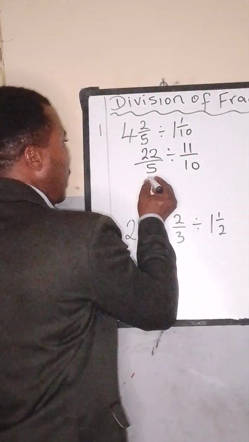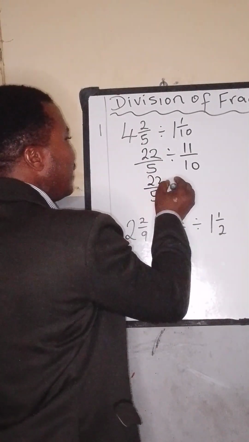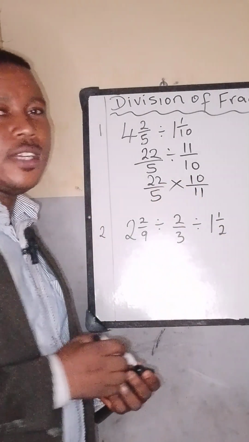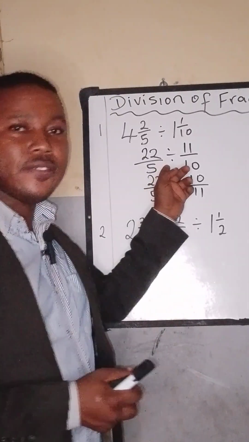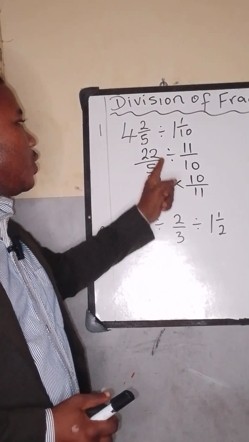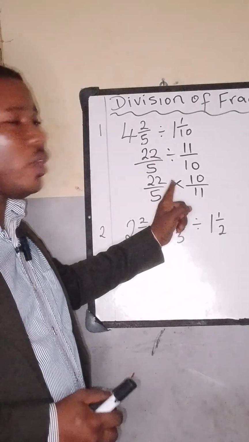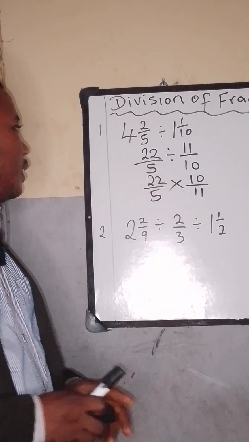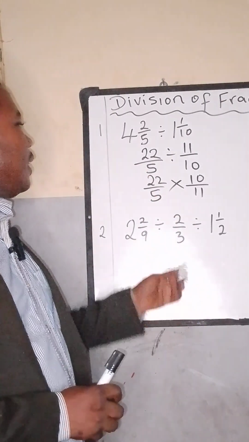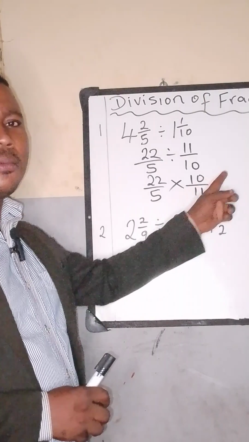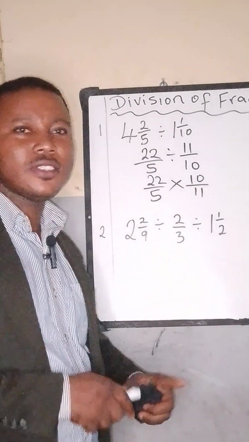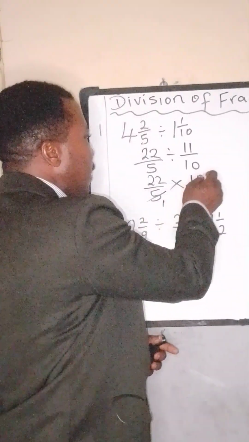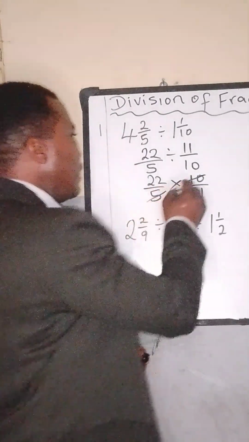So we are going to have now 22 all over 5 times 10 all over 11. Remember I said for us to divide, this sign will change to multiplication sign. Then we overturn. 10 goes up and 11 comes down. That's what I did here. Now look at this. We can see here that 5 and 10, these two numbers can be divided by 5. So 5 divided by itself is what? 1. 10 divided by 5 is giving us 2 times.